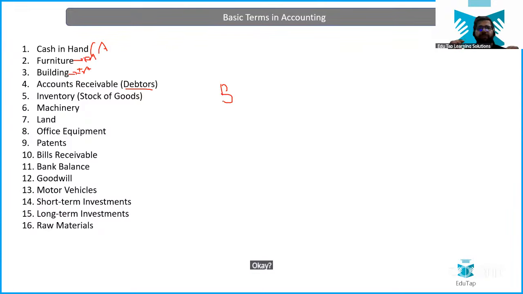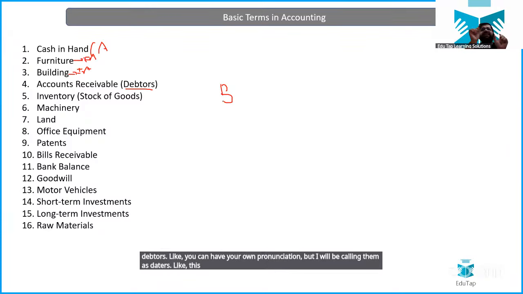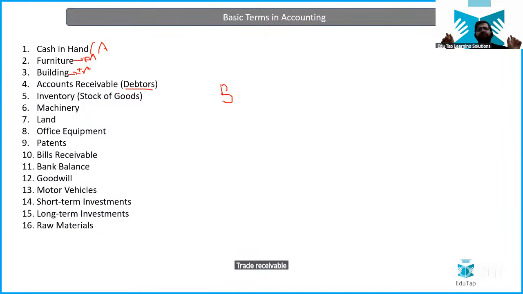Okay. Hello everybody. Connected or not? Accounts receivable, debtors, right? You can have your own pronunciation, but I will be calling them debtors. Accounts receivable is nothing, basically; it's a synonym for debtor. Trade receivable, again, is nothing, it's a synonym for this.